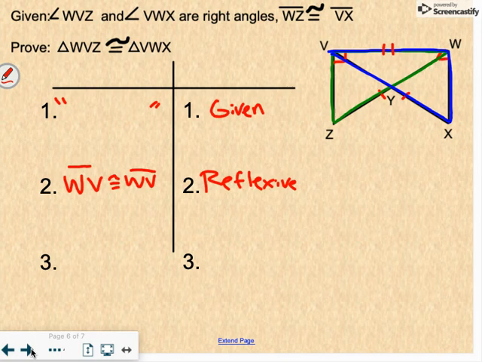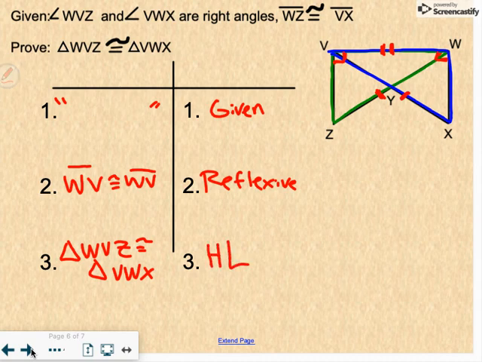And now notice we were given the hypotenuses before. We are now given a leg that we just found by reflexive property, and we have that they're right angles. These two triangles are now congruent by hypotenuse leg.